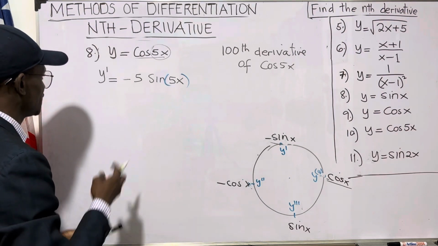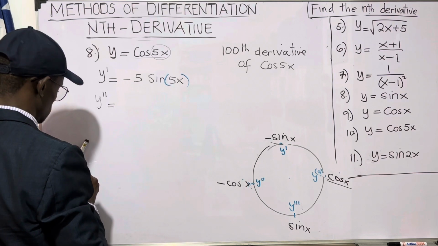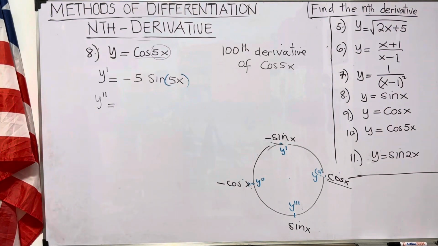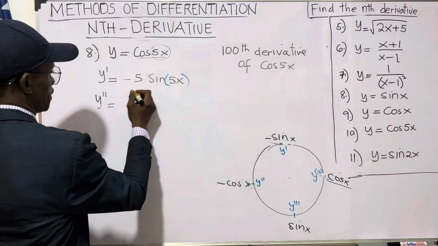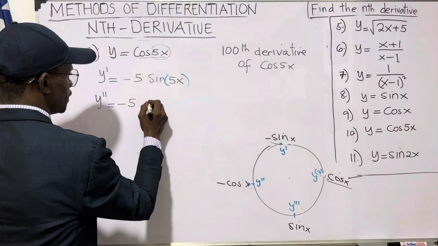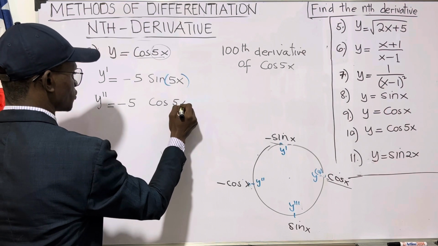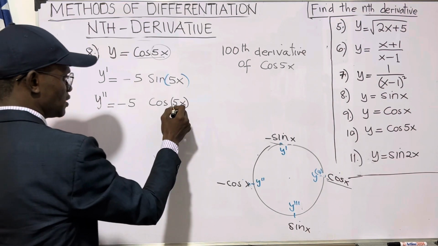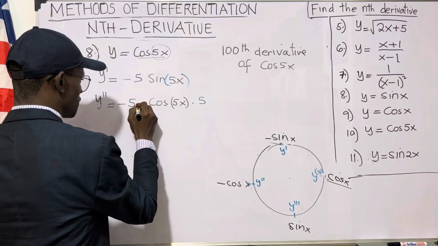So now we find the second derivative. So y prime prime now is equals minus 5. The derivative of sine of x is cos of x. Cos of this angle now, 5x, times the derivative of this angle, which is also 5. So this 5, we can bring this 5 back here.